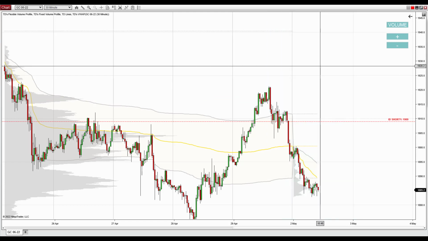Now let's have a look at another trading idea, and the next one will be on the Swiss franc Japanese yen.